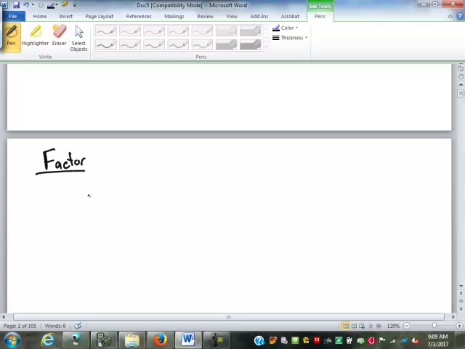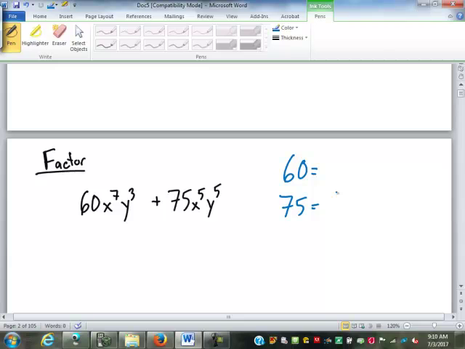So if I ask you to factor something like 60x to the 7th y to the 3rd plus 75x to the 5th y to the 5th. First thing we need to do is find the greatest common factor of the numbers, 60 and 75. If I factor 60, what's one number that goes into 60? Well, it ends in 0, right? So 10. 60 divided by 10 will leave us with 6. 10 can be split into 2 and 5. Both those are prime. 6 is 2 and 3. Both of those are prime. So this is 2 times 2 times 3 times 5.